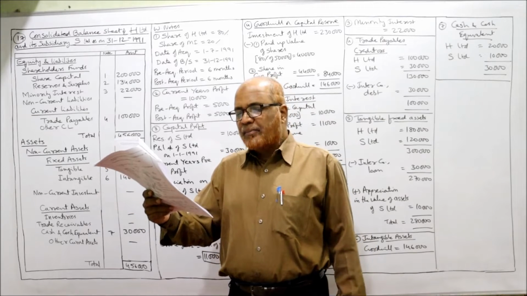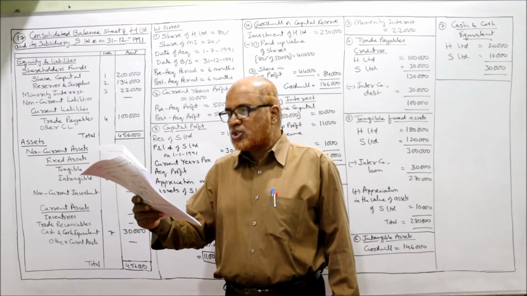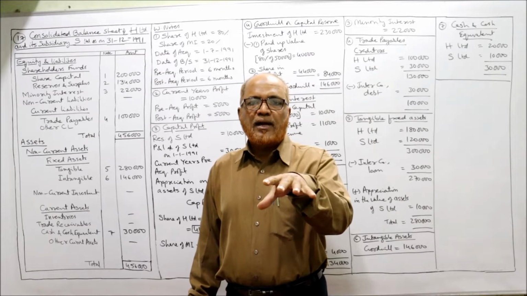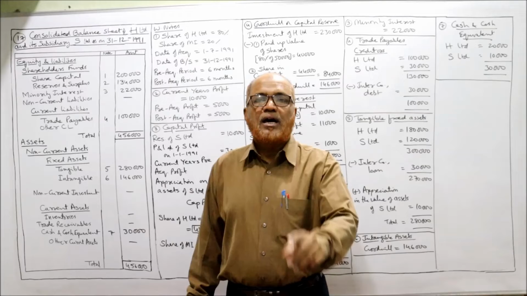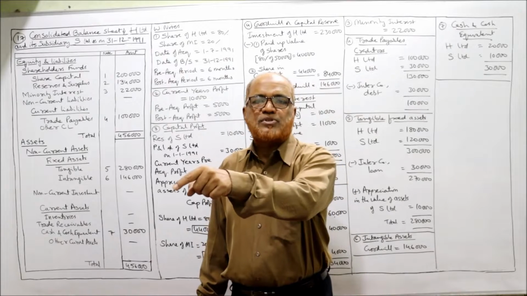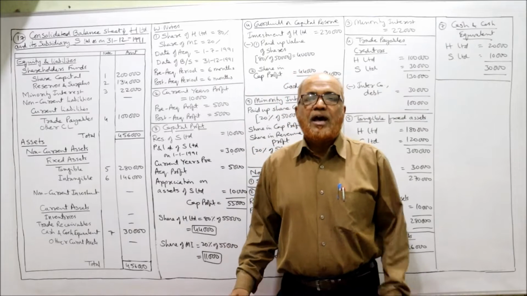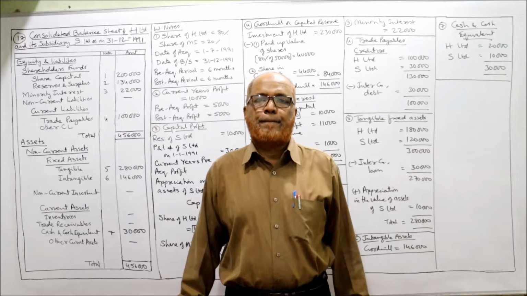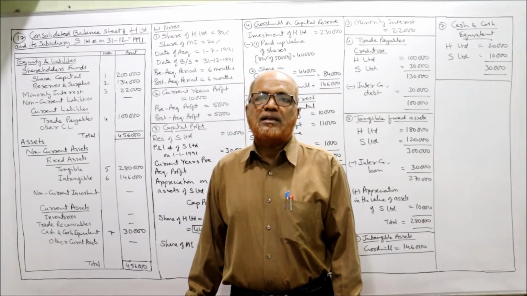Now, H Limited acquired 80% of shares of S Limited on 1st July 1991. First point: the holding company holds 80% of shares in the subsidiary company. The remaining 20% shares of the subsidiary company are held by outsiders, the minority interest. And the shares are purchased on 1st July 1991. We are closing the accounts on 31st December 1991.